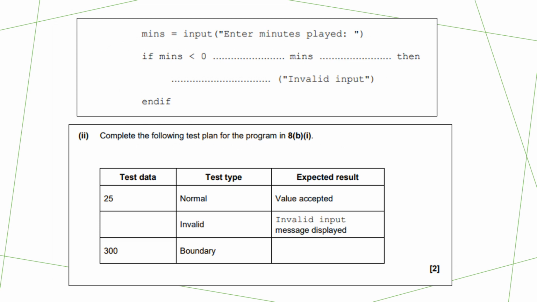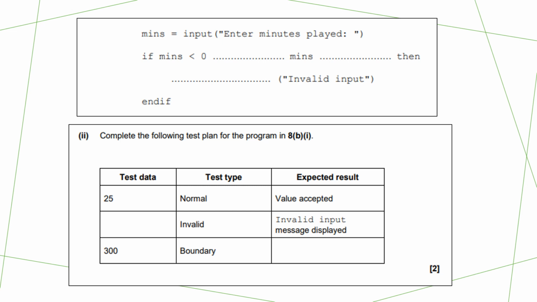Okay, so this was the code from before, and it says complete the following test plan for that program. So it's giving you some test data, and it tells you what the test type is and what the expected result would be. So in this particular question, it wants to know what you would class as invalid data, and also what the expected result would be if you typed in 300. So it should be fairly easy to think about what the invalid data would be if you read the question from before really carefully. And also, if you read the question carefully before, you will know what the expected result is from the boundary data as well.